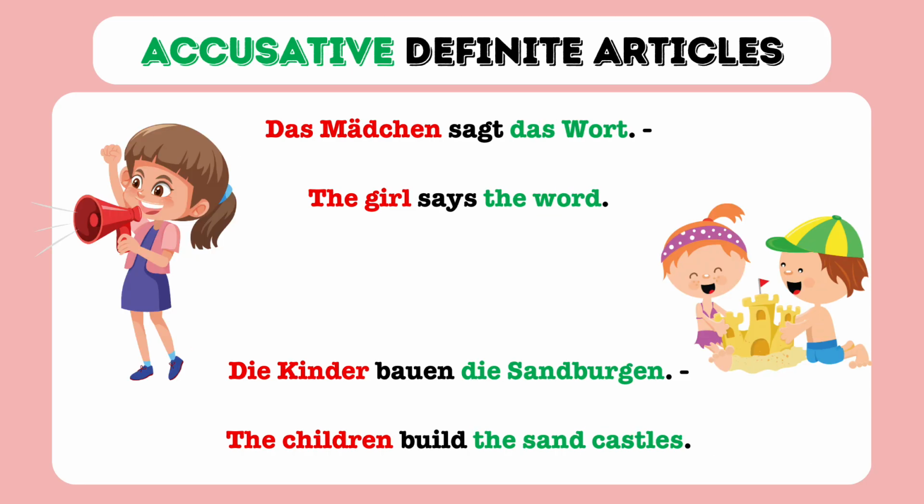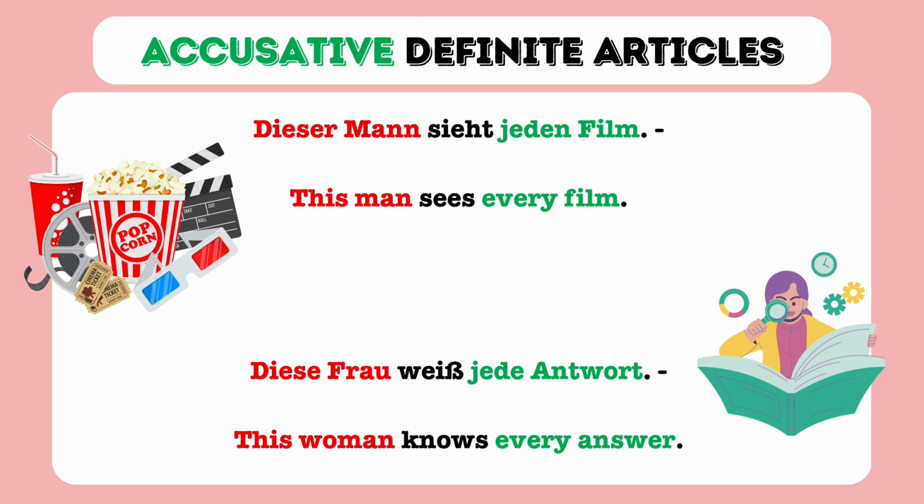Das Mädchen sagt das Wort. The girl says the word. Die Kinder bauen die Sandburgen. The children build the sandcastles. And now with the additional der words.